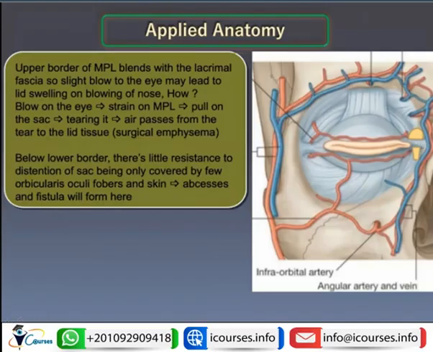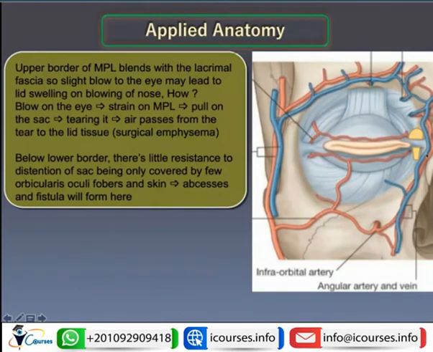The lacrimal sac is attached to the lacrimal fascia. So if someone is hit in the eye, this fascia may cause tearing of the lacrimal sac. The pulling of the medial palpebral ligament will pull on the sac, causing a tear. So if the patient blows his nose, this will lead to passage of air into the sac and under the skin of the eyelid. So it will lead to what's called surgical emphysema.